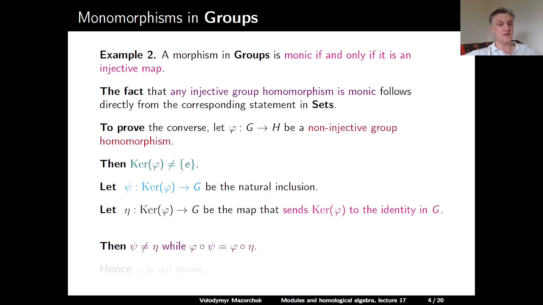Since the kernel is non-trivial, psi and eta are different homomorphisms, but directly from the definition it follows that the composition of phi after psi is equal to the composition of phi after eta and is equal to the trivial map. Therefore, phi is not monic, and this completes the proof in our second example.